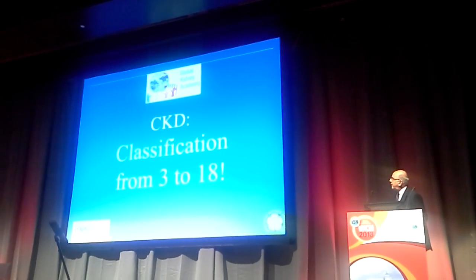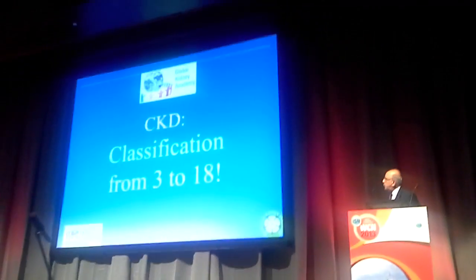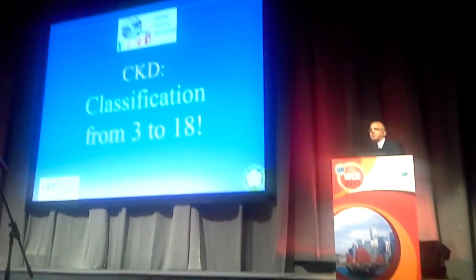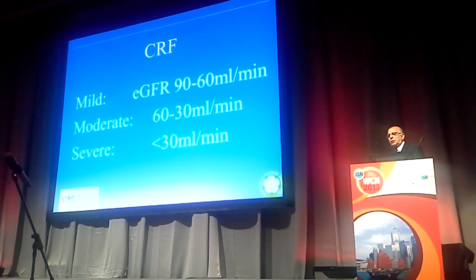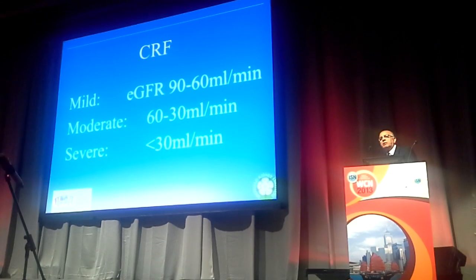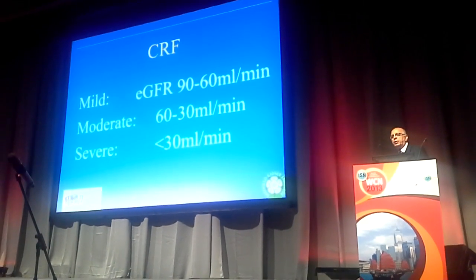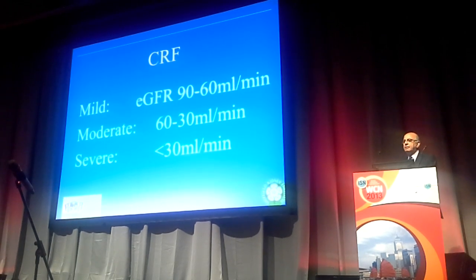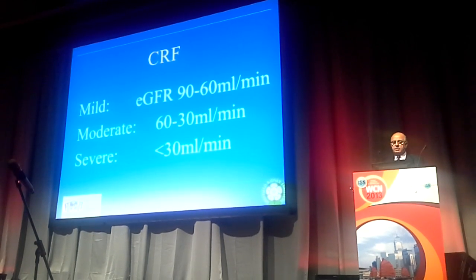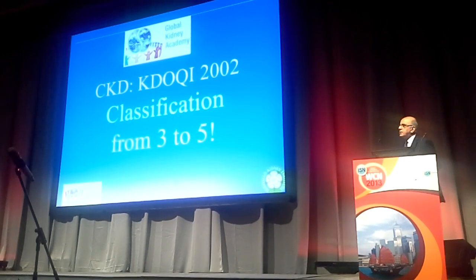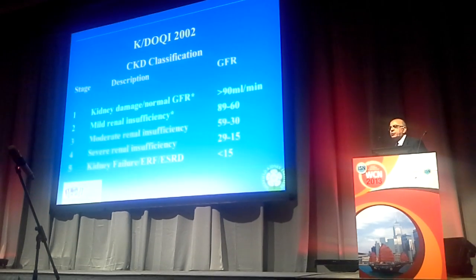Just before we go there, let's try to figure out and remind you how we went from classification of 3 categories to 18 categories. Many, many years ago, and the older members of the audience will remember, we used to classify chronic renal failure as mild, moderate, and severe. And life was very simple then, and you had roughly the estimated GFRs.